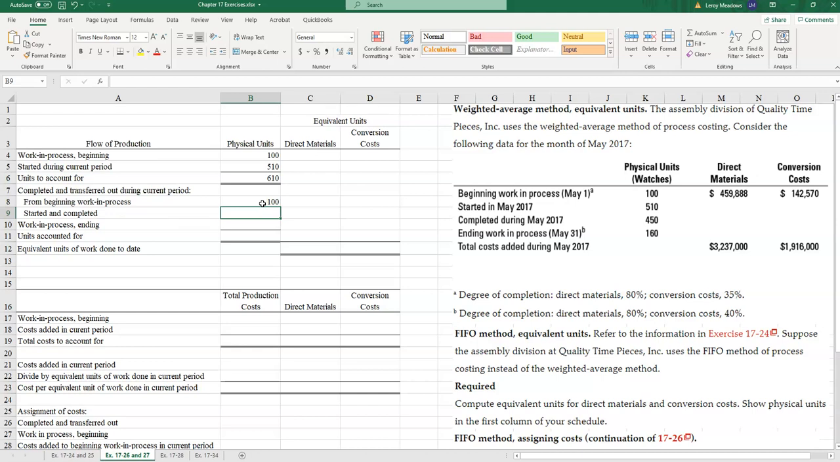So if I completed 450 units, of that 100 units was from beginning inventory, how many of those units were started and completed this period? That would be 350. So therefore, I have my 450 units completed and transferred out, but 100 of that was from beginning inventory, and the remainder of those units were units that I started in the period and I also completed. And then I also have my ending work in process inventory of 160 units.